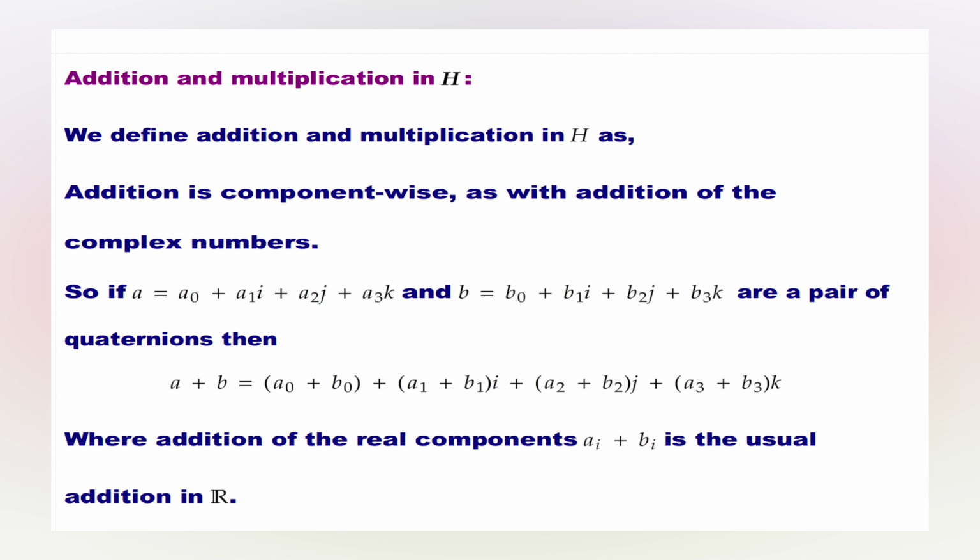We define addition in H as component-wise, as with addition of the complex numbers. So, if A = a0 + a1i + a2j + a3k and B = b0 + b1i + b2j + b3k are a pair of quaternions, then A + B = (a0 + b0) + (a1 + b1)i + (a2 + b2)j + (a3 + b3)k, where addition of the real components ai + bi is the usual addition in R.